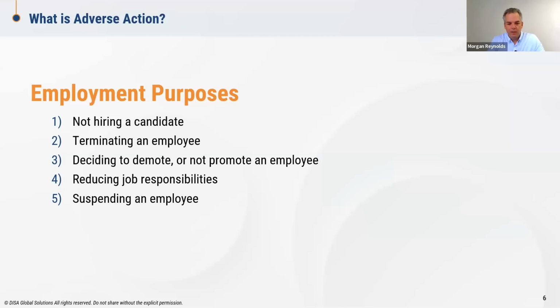That would be something that you need to follow the adverse action procedures for, as we talked about. Deciding to demote or not promote, reducing job responsibilities, suspending an employee. All of those things would fall under employment purposes and need to follow adverse action procedures. Reducing job responsibilities is one that we also get questions about. Say they're not eligible to drive legally, they don't have a driver's license, it was suspended, and so you put them into a different role, you accommodate that. You still should follow the adverse action procedures, because you're reducing their job responsibilities, even if it has no impact on the pay.